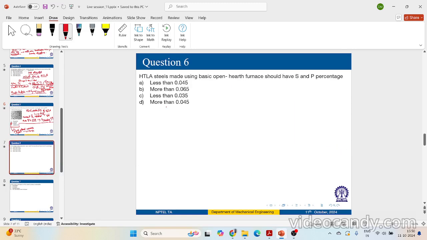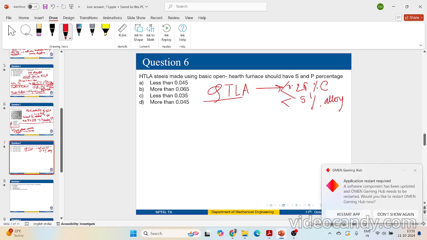Okay. So next we'll be talking about quenched and tempered low alloy steel. These quenched and tempered low alloy steels usually contain less than 0.25% carbon and less than 5% alloy contents. So what is the mechanism of their strengthening? The mechanism is primarily quenching and tempering to produce microstructures that contain martensite and bainite.